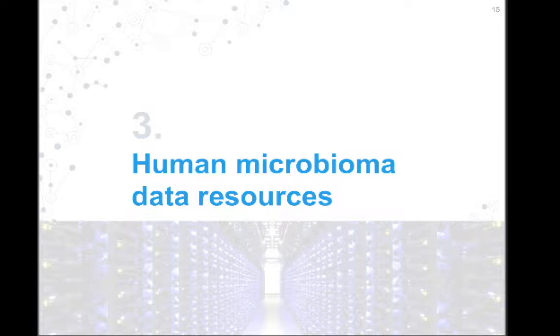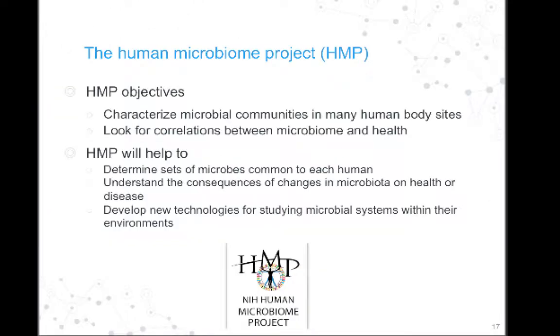What do we have in microbiome resources? The main database is known as the Human Microbiome Project. The objective of this database is to characterize the microbial communities at multiple human body sites, and to look at the correlation between changes in the microbiome and human health. It aims to determine if there is a set of microbiomes common to every human, and if changes in the microbiome can result in different states of health or progression of disease. At the same time, it develops new technologies for studying complex microbial systems within the natural environment, and it begins to deal with the legal, ethical, and social complications that may arise from the human microbiome.